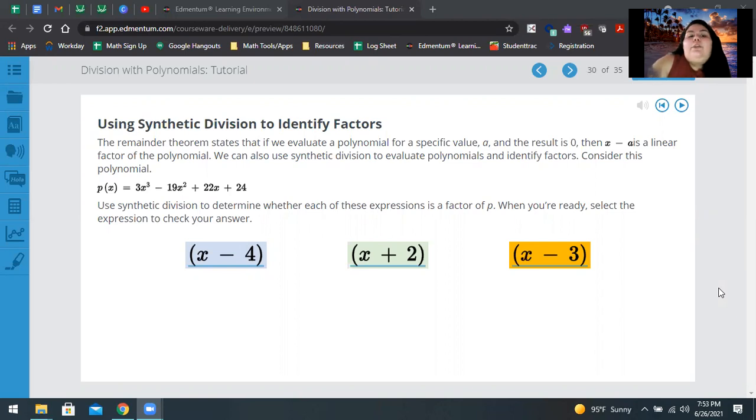So how do we know if these are factors? There's two ways to do it, and I'm going to test out the two different ways.